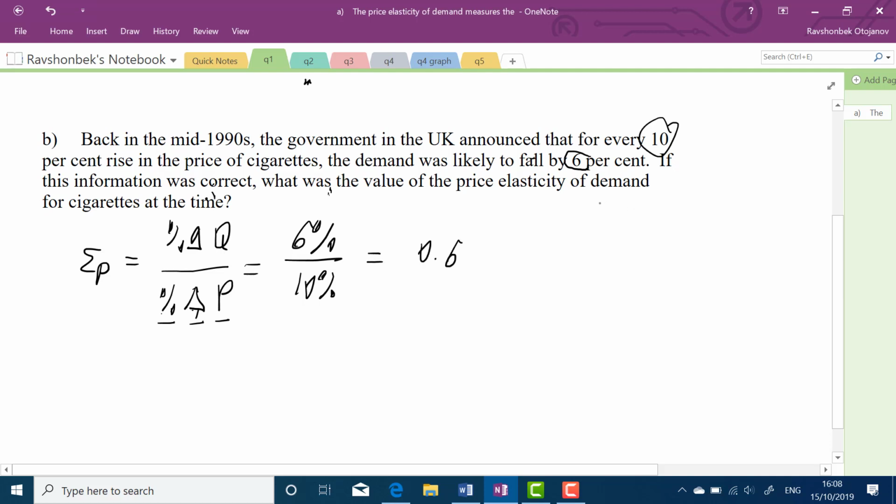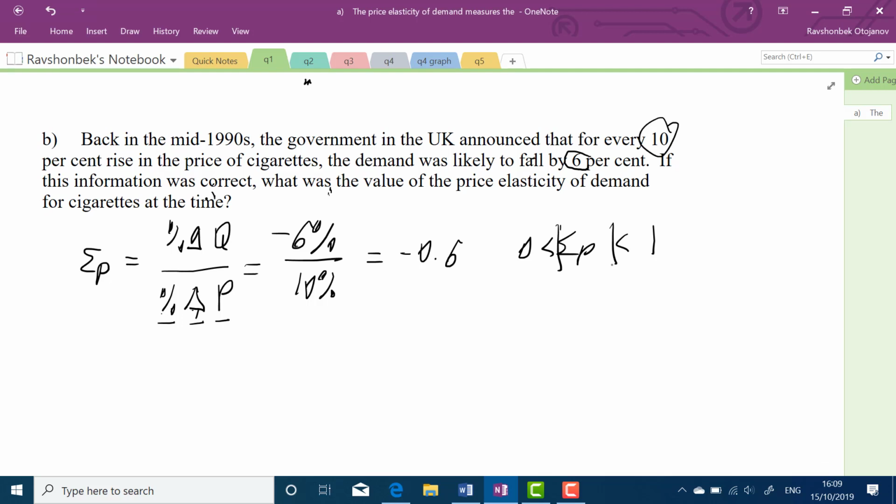Now notice this. It says for every 10% rise in price, that's a positive change. Demand falls by 6, so this is a negative 6%. Yeah, keep that in mind. Minus, and that's minus. But obviously, when you're comparing, we're looking at the implication of this result. So who wants to comment on the implication of this result? Elasticity being between 0 and 1. What's the implied result?